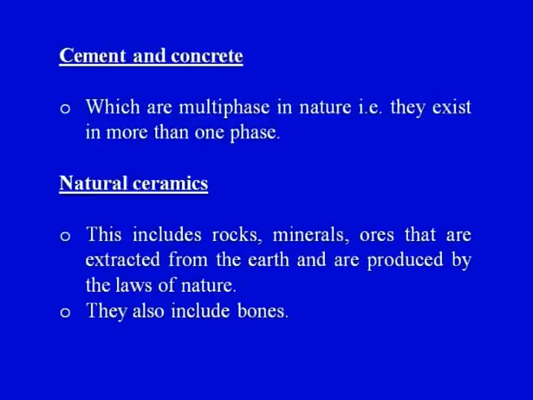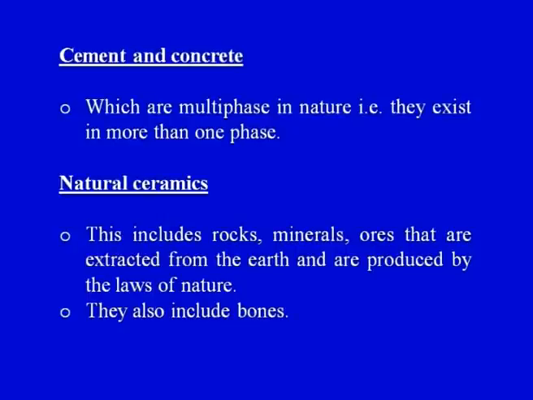Then cement and concrete is another subcategory of ceramics based on application. These are multi-phase in nature, meaning they exist in more than one phase. Concrete and cement are well known commodities, and I think all engineers know about them. Natural ceramics include rocks, minerals and ores that are extracted from the earth and produced by the laws of nature. They also include bones. So there are natural ceramics which can be used for certain applications.